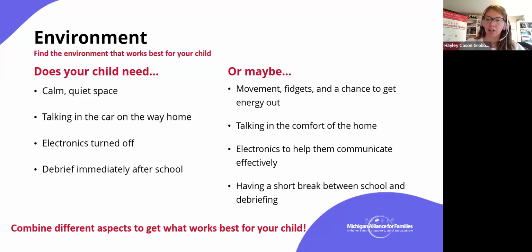Some kids might need to talk about school immediately after getting home so they don't forget details, while other kids might need a break between school and debriefing to be able to have reflected on it enough to discuss clearly. You know your child best, so do what works for them.